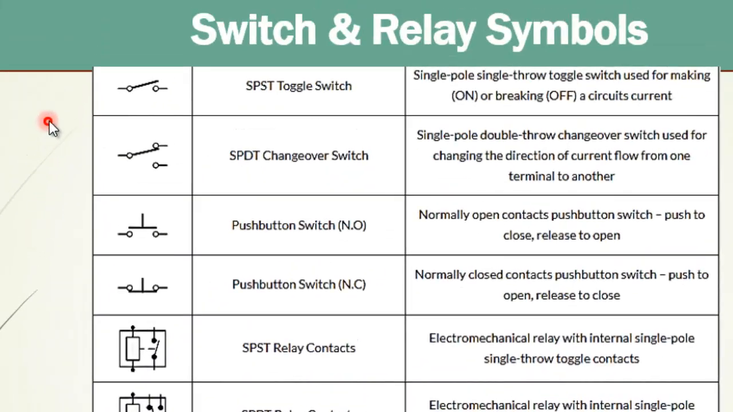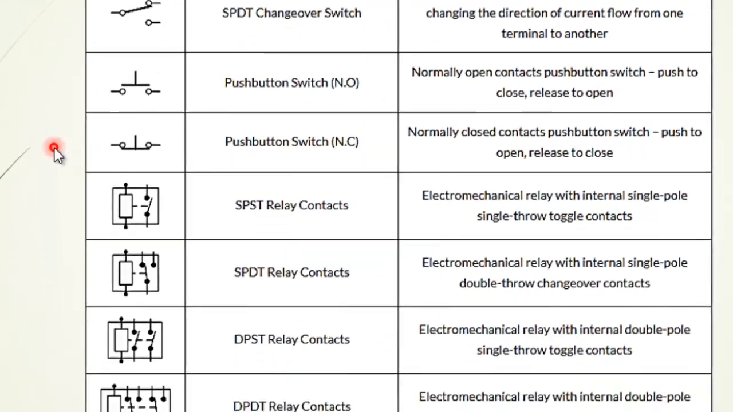Next, we have symbols for the switch and different types of relays that are used in both electrical and electronic drawings. This one is the single pole single throw toggle switch. This one is the single pole double throw, in which we have normally closed and normally open contacts. Next is the normally open push button. Next is the normally closed push button.